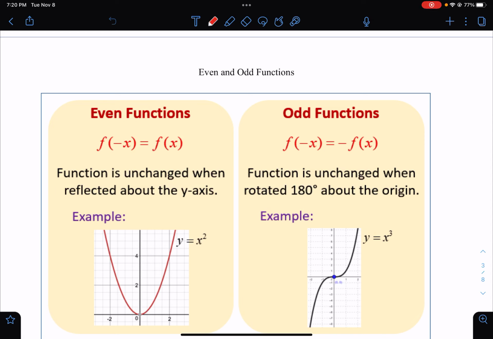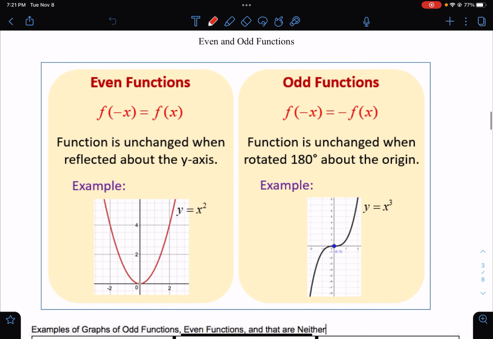Everyone, so today's EdPuzzle is going to be about even and odd functions. Previously we've talked about even and odd degree polynomials. They're a little bit related, but they genuinely mean two different things. So the rules are going to be a little bit different here.